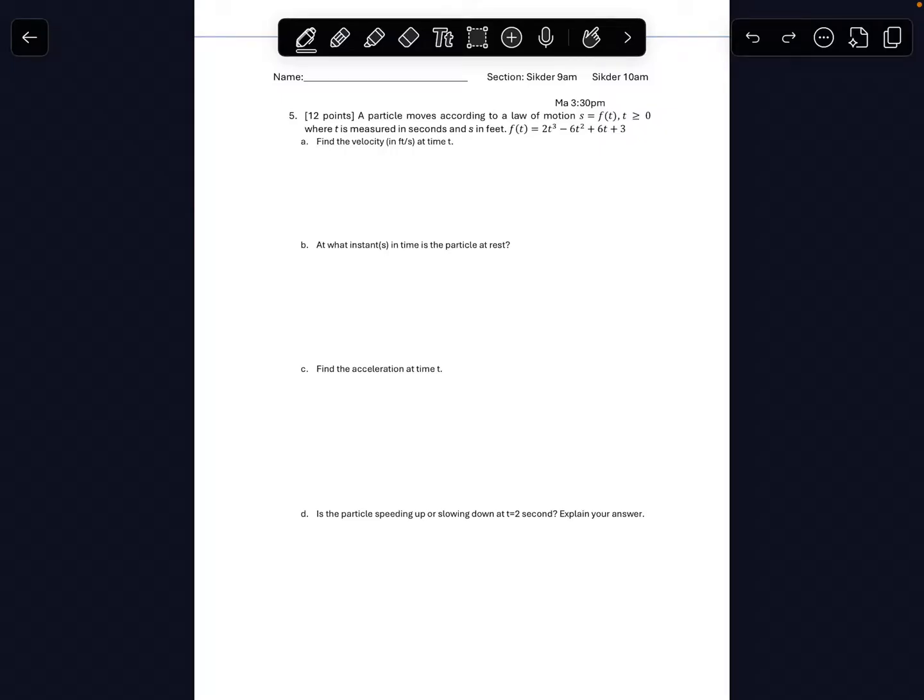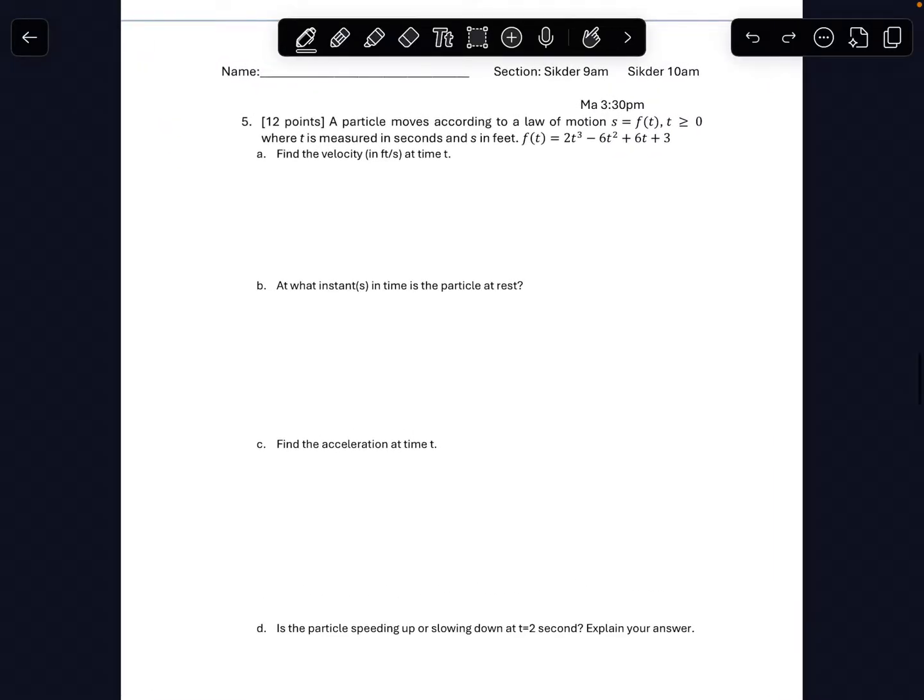All right, so here we have a particle that's moving. It's moving, okay, with respect to this function. So we want to find the velocity. We want to find when it's at rest. We want to find the acceleration, and then we want to find if it's speeding up or slowing down.